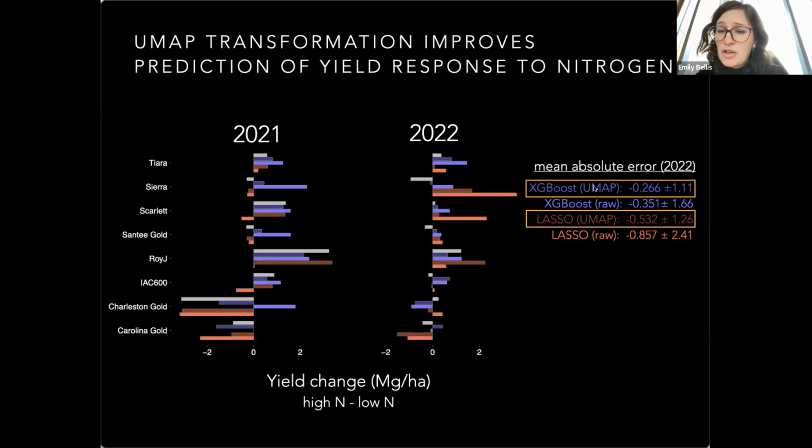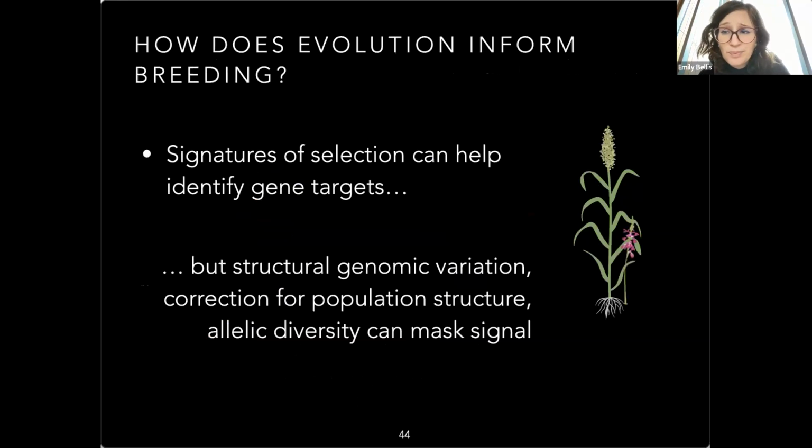The first one is based on the UMAP features. The second one is just based on the raw features. So lower mean absolute error for UMAP transformed inputs. And then LASSO is a different type of model architecture. And again, we see improvement with UMAP features compared to raw. And Fareed has since carried out some more modeling with a bunch of other kinds of architectures. And so far, these results are holding across other architectures as well.